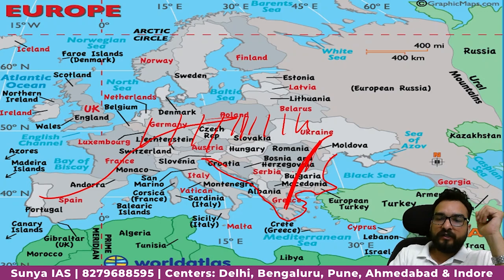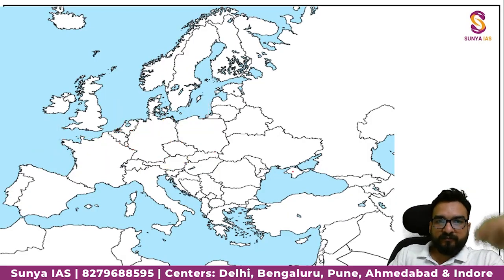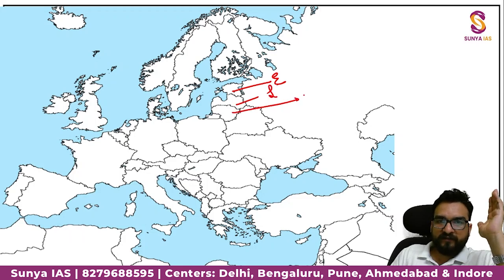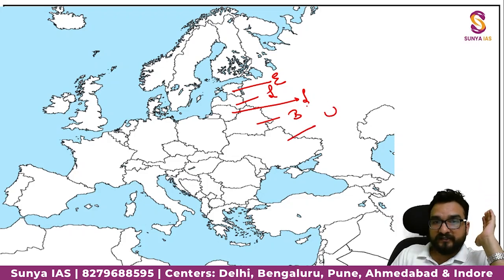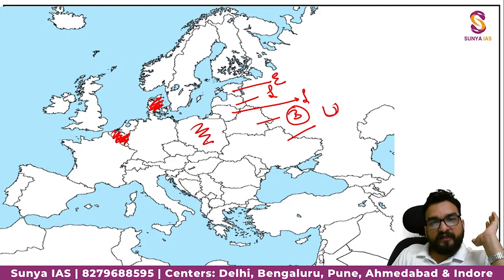After Ukraine, what all countries are coming? See in this particular map. I have told you about 5 countries. Can you write Estonia? Or just recall Latvia, Lithuania. This is Belarus. This is Ukraine. Get familiarized with these countries, guys. Belarus is different. Belgium is different. Denmark is different. Ukraine is different. And Poland is different.